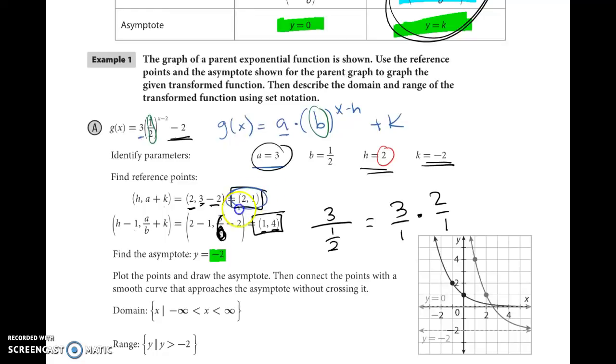So let's graph these points. 2, 1 is my new point. 1, 4 is my new point. And then my asymptote is at -2. If I sketch this, I should have it decreasing rapidly since this is a decay function. It should go through those points, approach my asymptote, but not cross it.